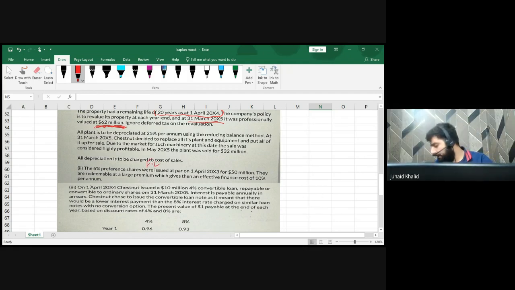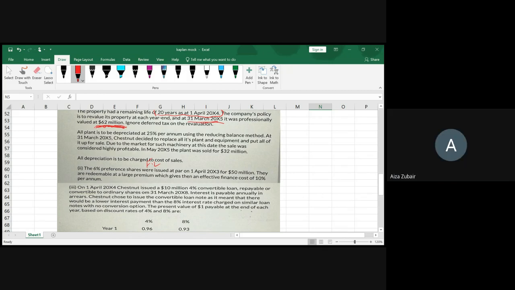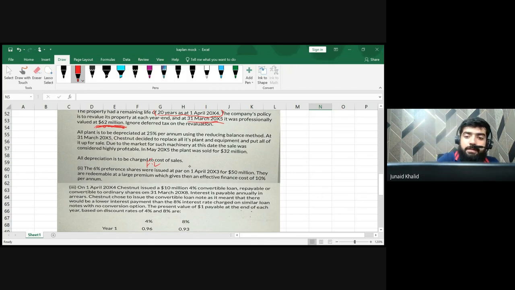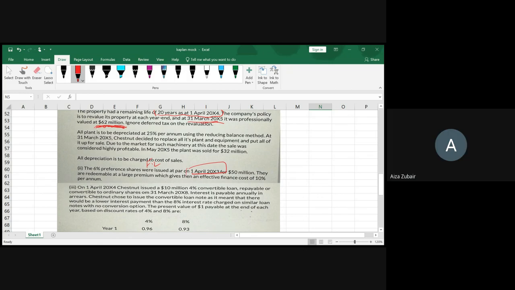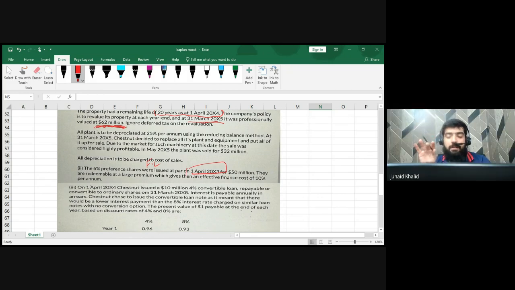And we know that the financial liability is calculated by using the amortized cost method, right? Yes. Okay, it was issued at par on 1st April 2003. So the accounting period ends 31st March 2005. The preference shares were issued on 1st April 2003. How many years ago? 2 years ago. Very good. So after 2 years, we are doing the accounting treatment, and it was issued at an amount of $50 million. They are redeemable at a large premium, which gives an effective rate of 10%.